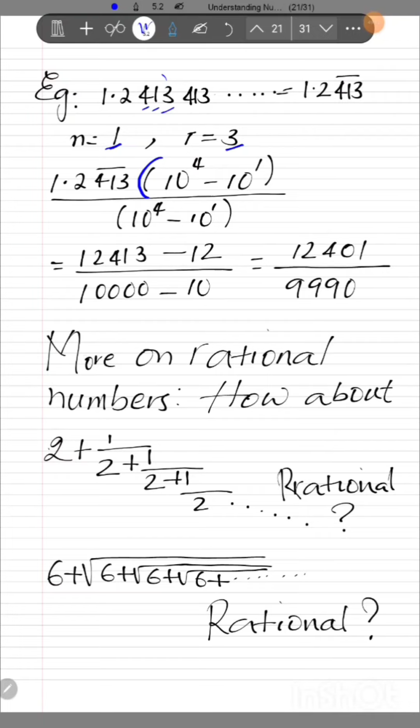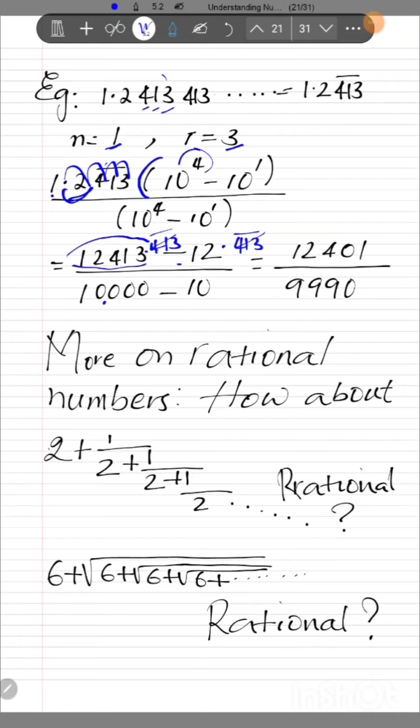10 to the power of 4 is 10,000. So 4 places to move the decimal point, which gives 12413. Minus 1 place means only 12. Here we still have 413 repeating. Same here, 413 repeating, still there. But we don't need it now because it cancels out in the subtraction.